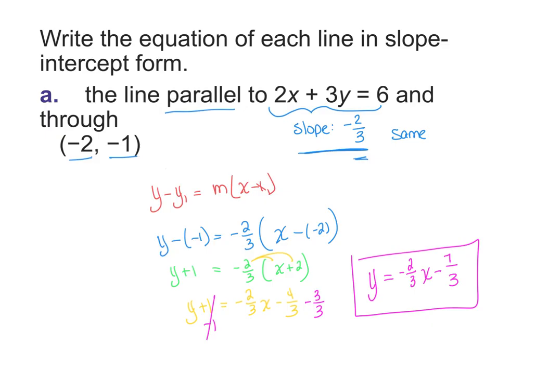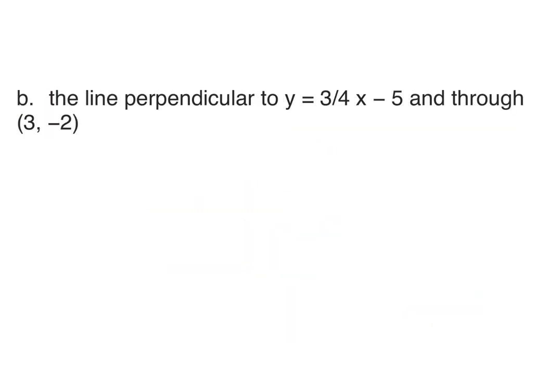We can do the same thing with perpendicular. In this case, they gave it to us in slope-intercept form. The original slope was 3/4. So if we want a line that is perpendicular, we're going to flip that upside down and we are going to change the sign. It was positive 3/4. It is now negative 4/3. And so this is the slope we're going to use for this line.